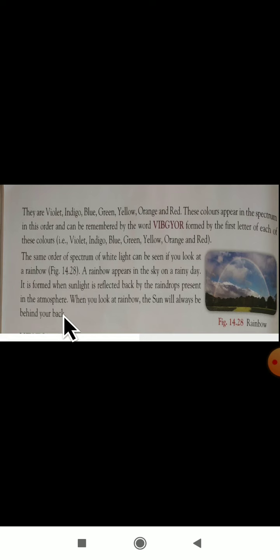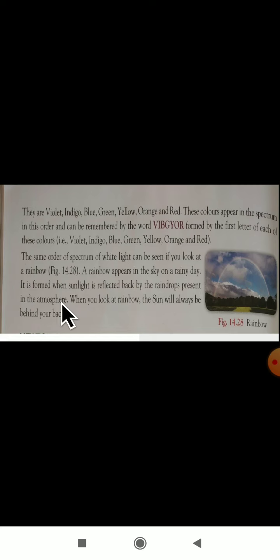Then how is the rainbow formed? Here the question will arise, how is the rainbow formed. A rainbow is formed when sunlight is reflected back by the raindrops. When the sunlight falls on the raindrops, it is reflected back.